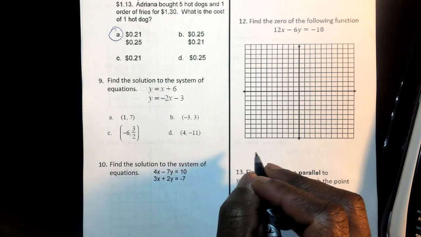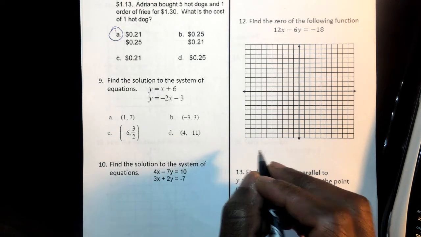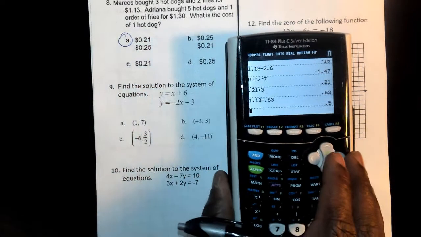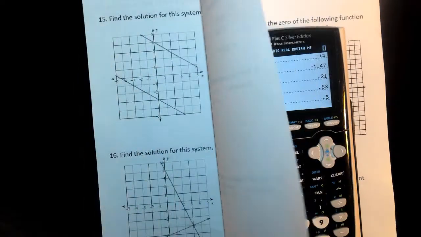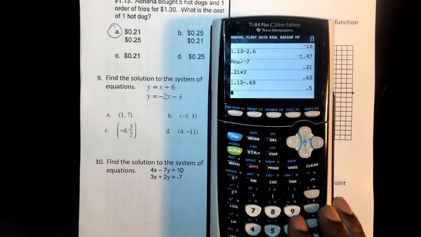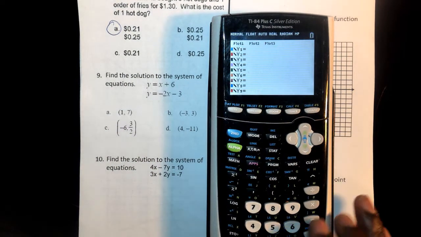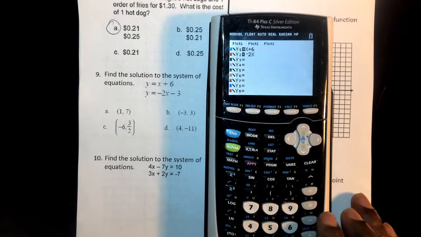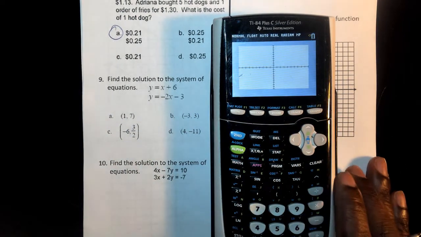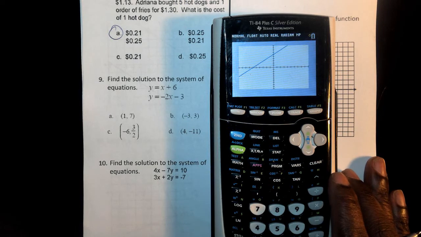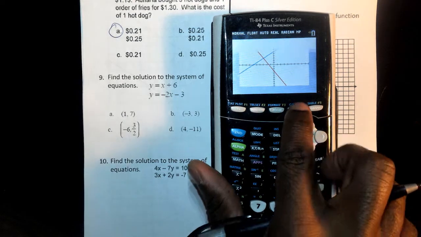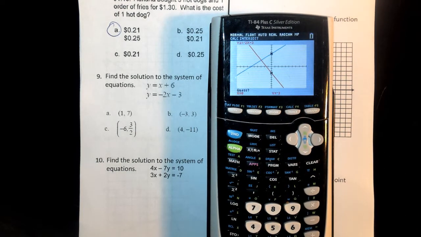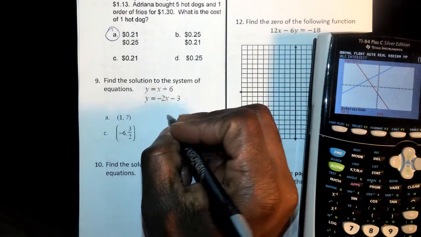Alright, find the solution to the system of equations. So this is a good chance for us to do this in the calculator, since it is in y equals. What's the first thing, y equals? It was what they want us to graph. So go to y equals, put in the first equation, and remember use this for x plus 6, and negative 2x minus 3, and graph. And it's taking its sweet time. Second, trace 5, enter. So our solution is negative 3.